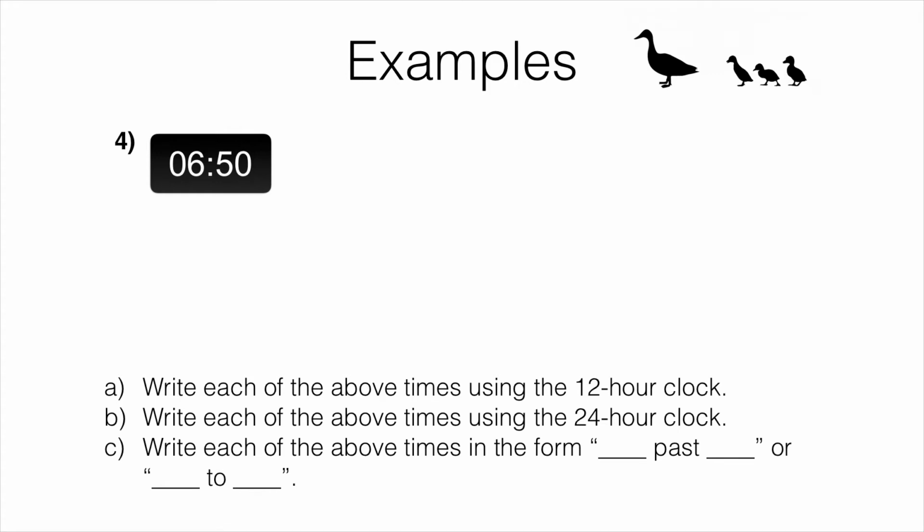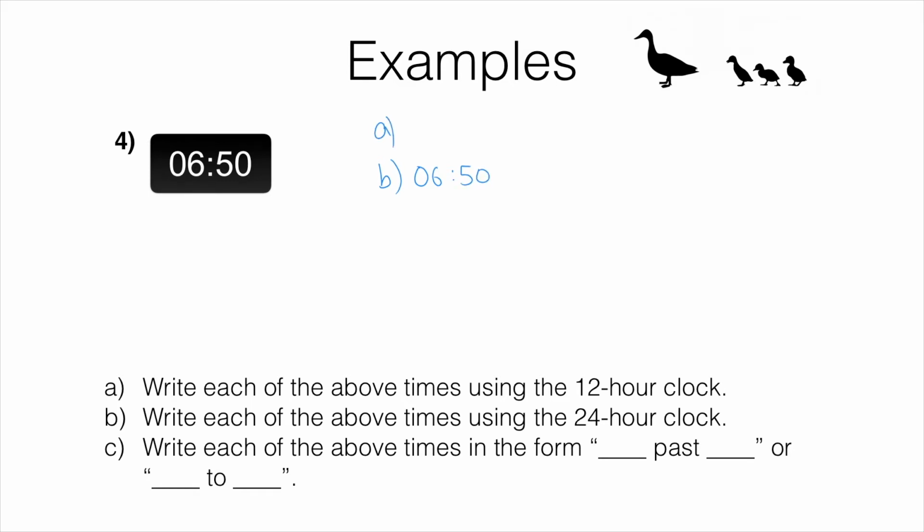In this question, we have got a digital clock. Now notice we've got a 4-digit number, and we don't have an AM or a PM. So this clock has already given us the time in the 24-hour format. So the answer to B is simply 06:50. So B we can do straight away.